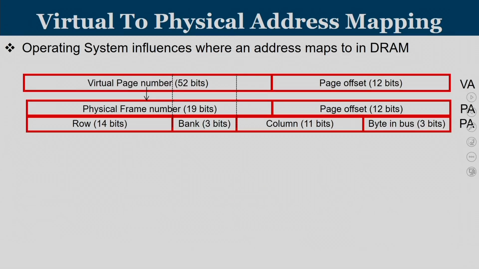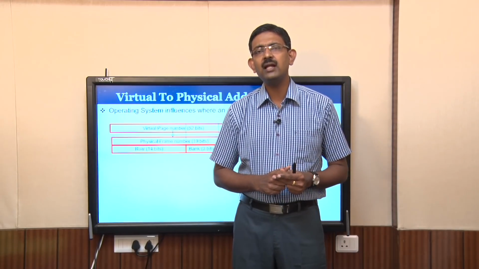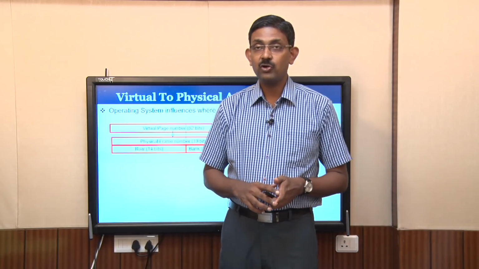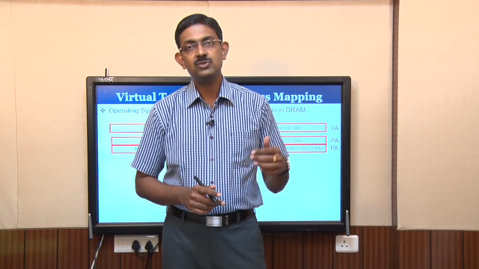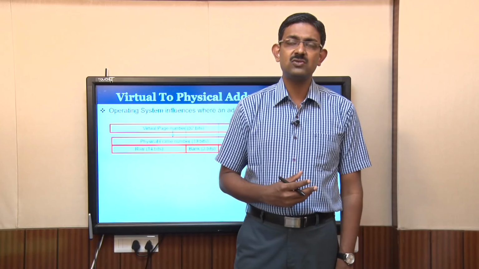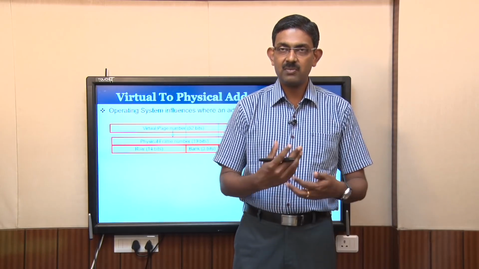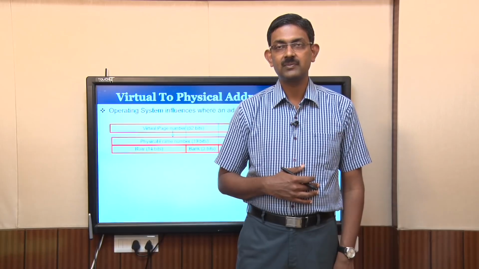Now let us try to understand a very important concept which is very much needed while designing the DRAM system. We know that our processors are going to generate a virtual address, and using the memory management unit, you convert this virtual address into a physical address. Physical address is the address of the location when it is residing inside main memory. Now main memory is what we deal with as DRAM.